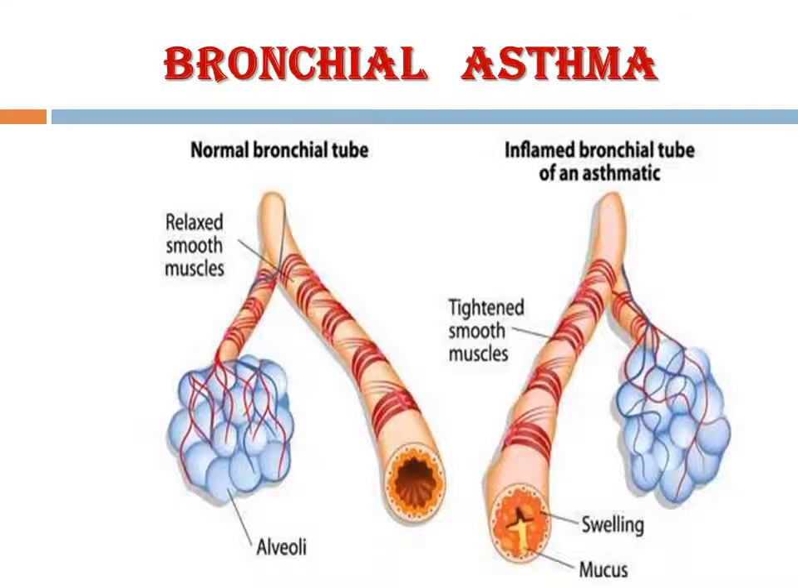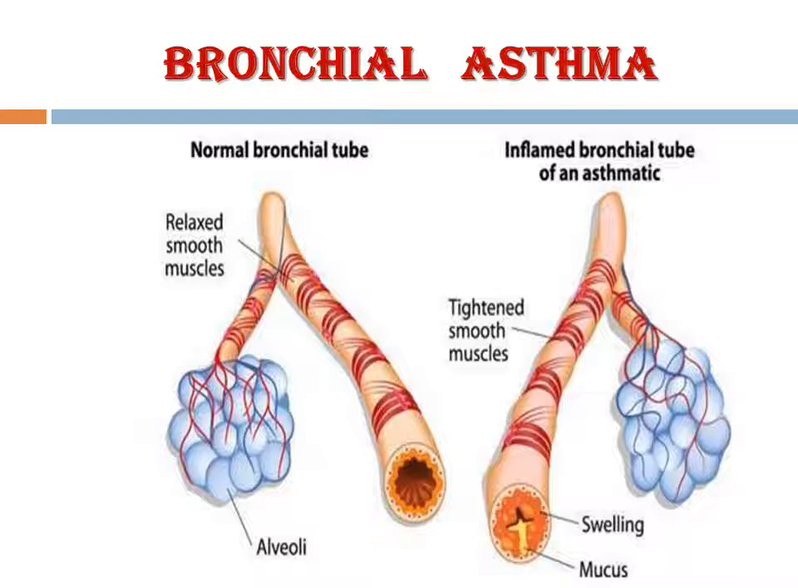This picture illustrates the difference between the normal bronchi and the bronchi of the asthmatic patient. Normal bronchi have normal diameter, relaxed smooth muscle, and no excessive edema or mucus secretion. But in the inflamed bronchi of the asthmatic patient, there is tightness of the smooth muscle and constriction, swelling, edema, and mucus secretion due to inflammation.